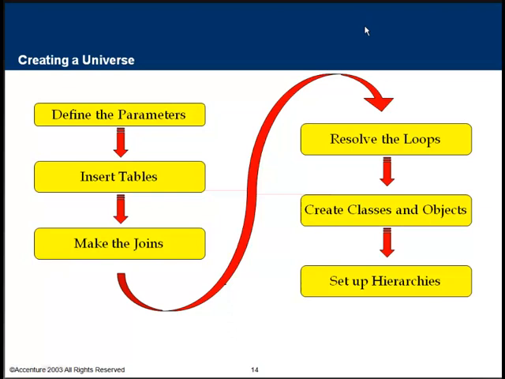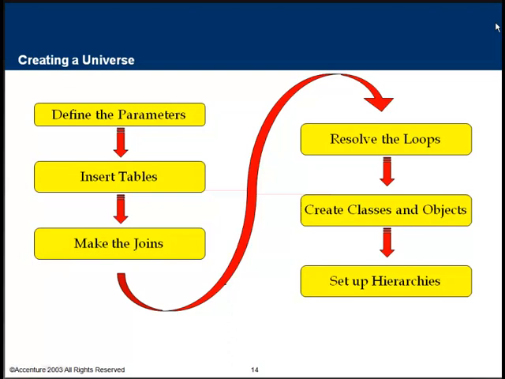Now the steps for creating a universe are: define the parameters, insert tables, make the joins, resolve the loops, create classes and objects, set up hierarchies, and the seventh step is testing, the eighth step is distribution. These 8 steps you need to follow for creating a universe in the BO.